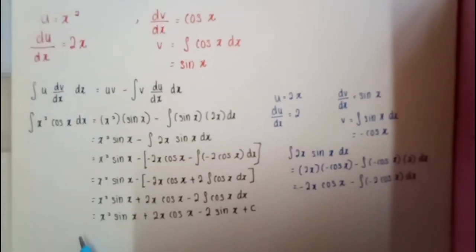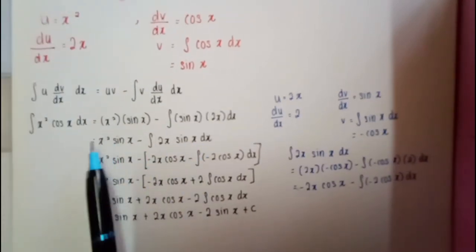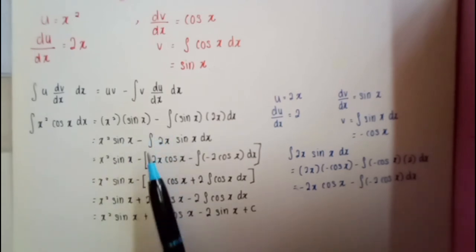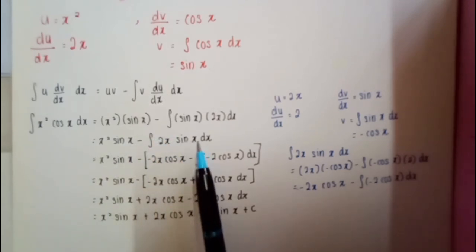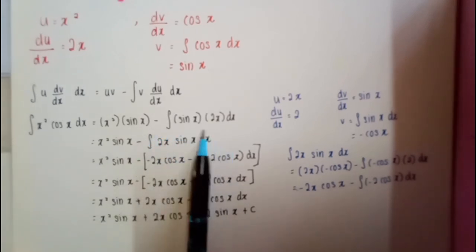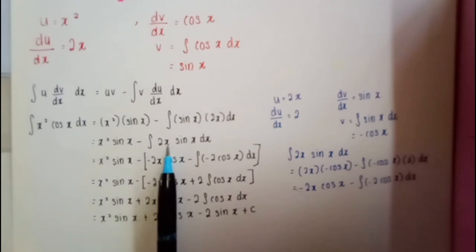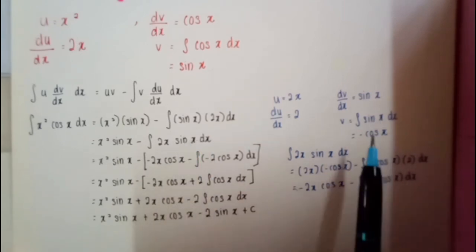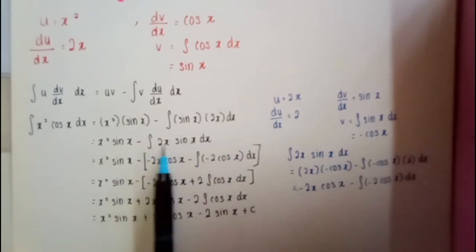Now we are going to move on to the calculation. So x squared sin x minus integrate 2x sin x. Now here it involves another integration of polynomial and trigonometry. Therefore we need to do integration by parts separately for this.